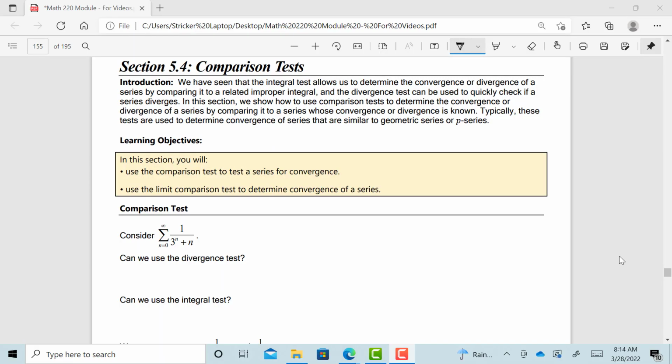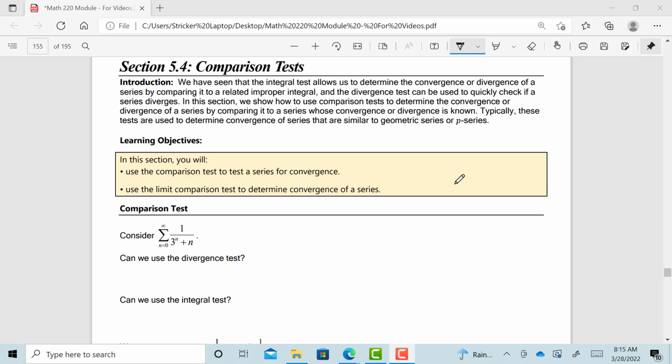This video covers section 5.4, which is titled Comparison Test, and in it we're going to take a look at several new tests, both the comparison test and the limit comparison test, which are tests for telling if a series converges or diverges. And the only tests we've covered so far, you'll remember, are the integral test and the divergence test. So again, in this chapter 5, we're exploring how we tell if a series converges or diverges.